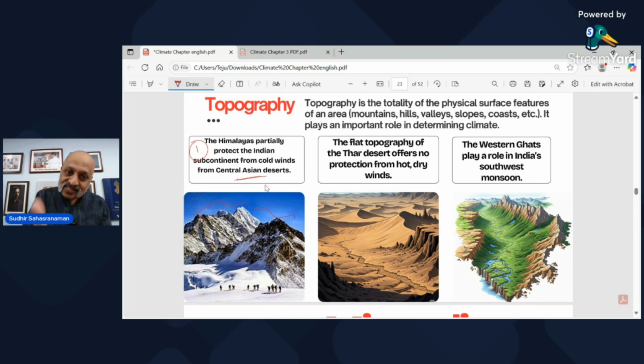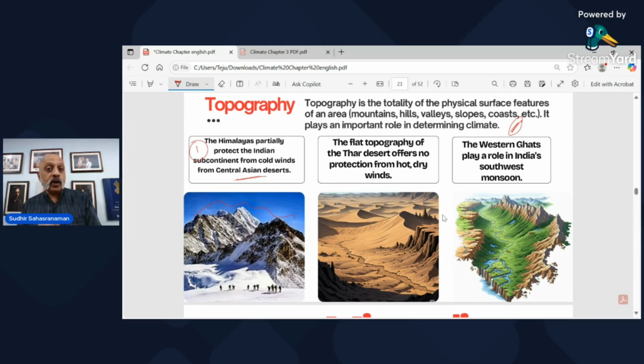Great feature. The second important topography is that of the Thar Desert, largely in Rajasthan. It offers no protection from hot and dry winds, because just imagine if the Himalayas were there where the desert is, at the India-Pakistan border, let's assume, in Rajasthan. If the Himalayas were there, then you would not have any hot and dry winds blowing from Arabia and Afghanistan into India, right? But since it is a flat desert, it offers no protection from the hot and dry winds, right?